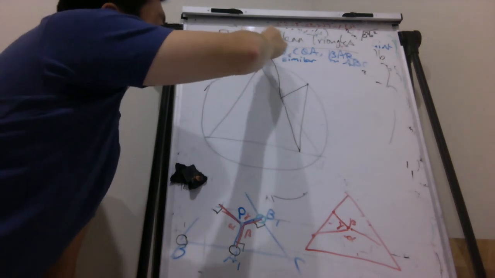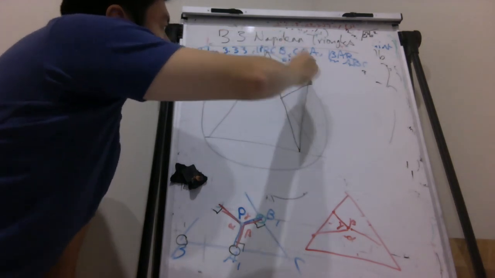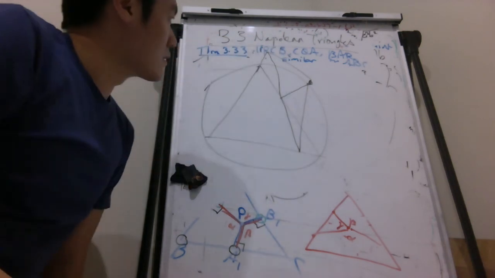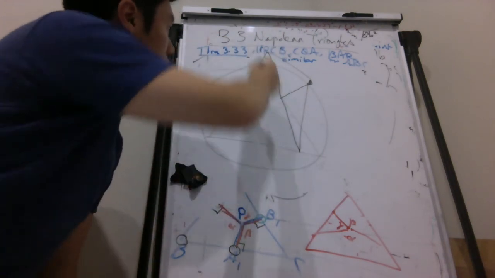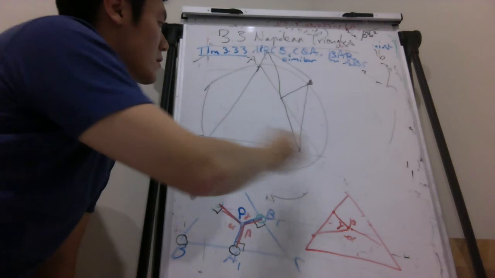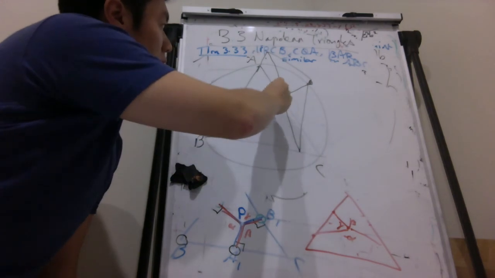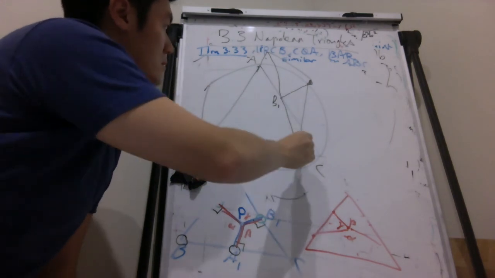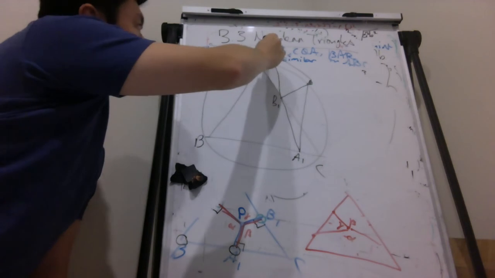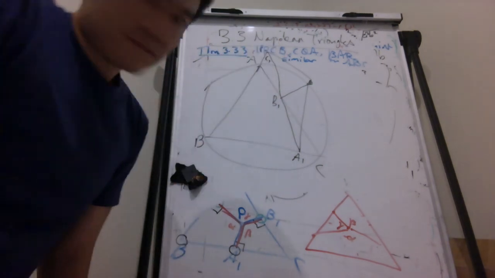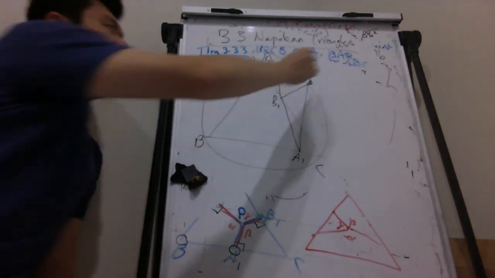Okay, slightly off. Alright, so which one's A1? So this is A, B, C, right? Yeah, the A1's the bottom one. That's the B1. That's the A1 and that's the C1. And the P. That's the Simpson line. Wow.